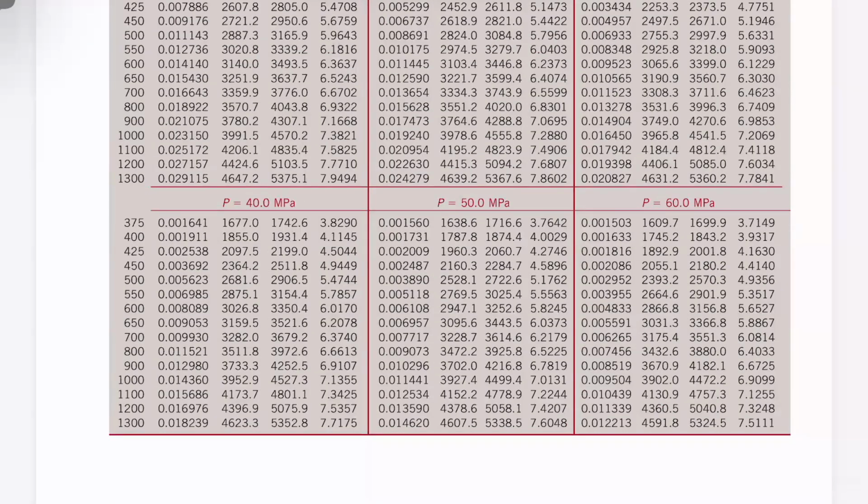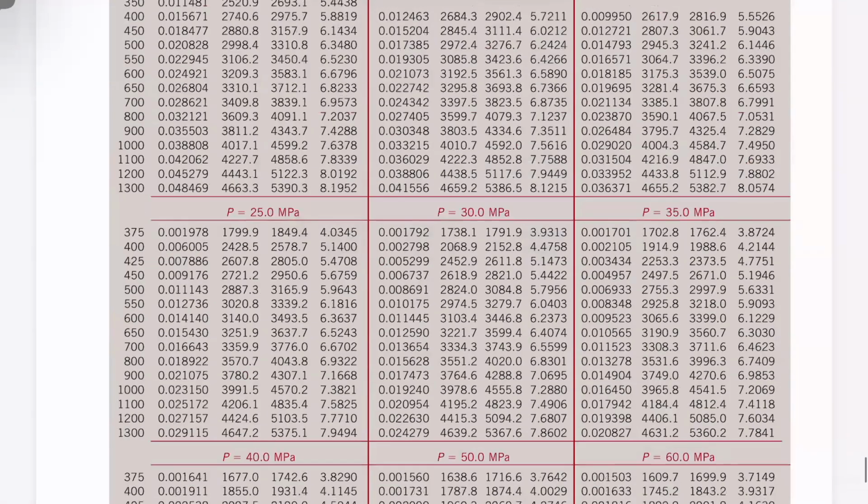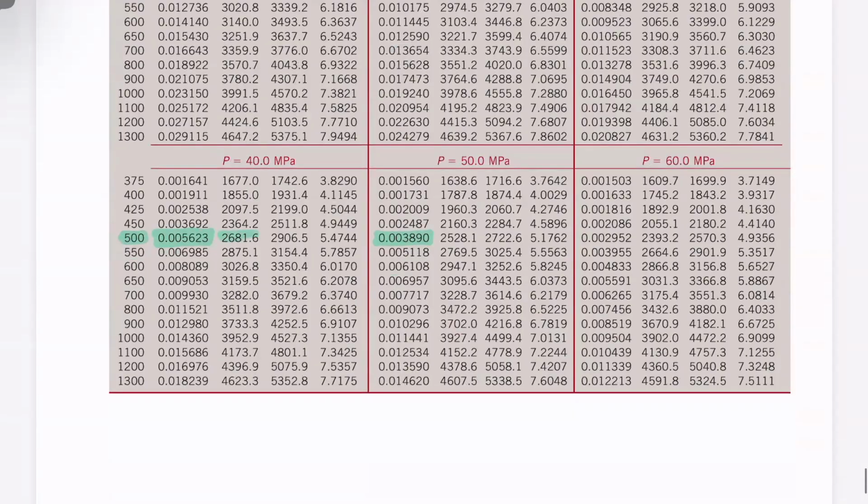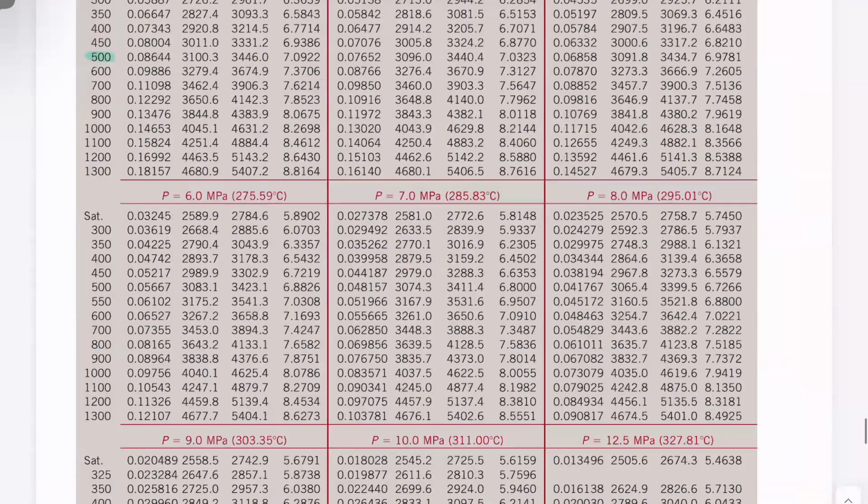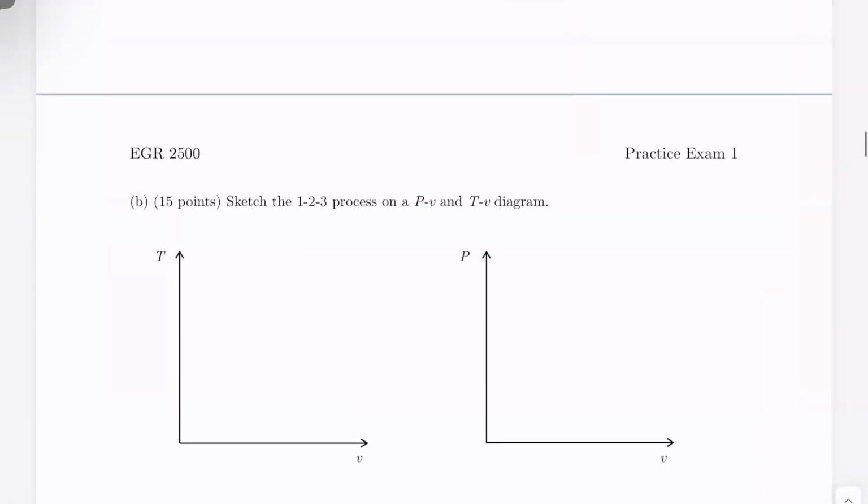When we get down to the very bottom of this table at 500 degrees C, we have a specific volume of 0.005623 for a pressure of 40 MPa, and then 0.003890 for a pressure of 50 MPa. I want to interpolate between these. I'm also going to grab the internal energy values as well, because I have to interpolate that too. Is everybody on the same page? Okay, I'm going to make my interpolation table with those values over here.